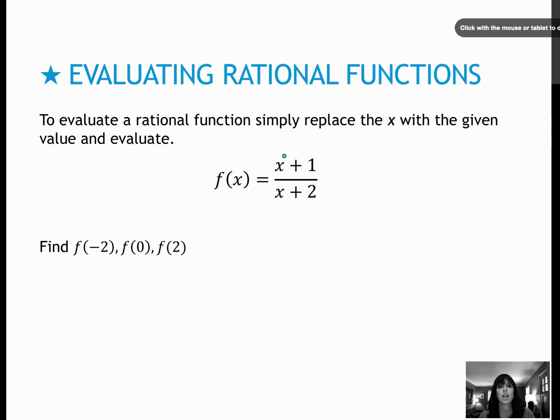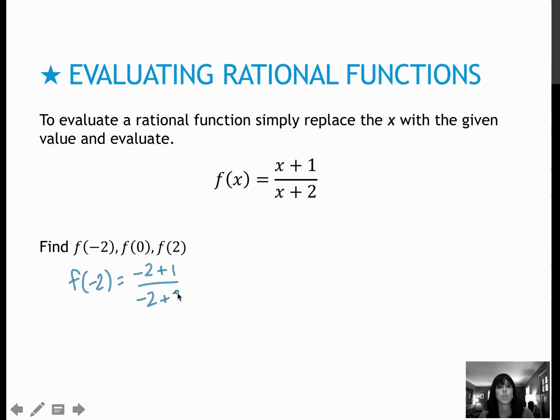Similar question here. I actually have an x value on both the numerator and the denominator. If I first find f of -2, that gives me -2 plus 1 over -2 plus 2, which gives me -1 on the top but 0 on the bottom, so that's undefined. So again, -2 would be a value that we would not want to use.